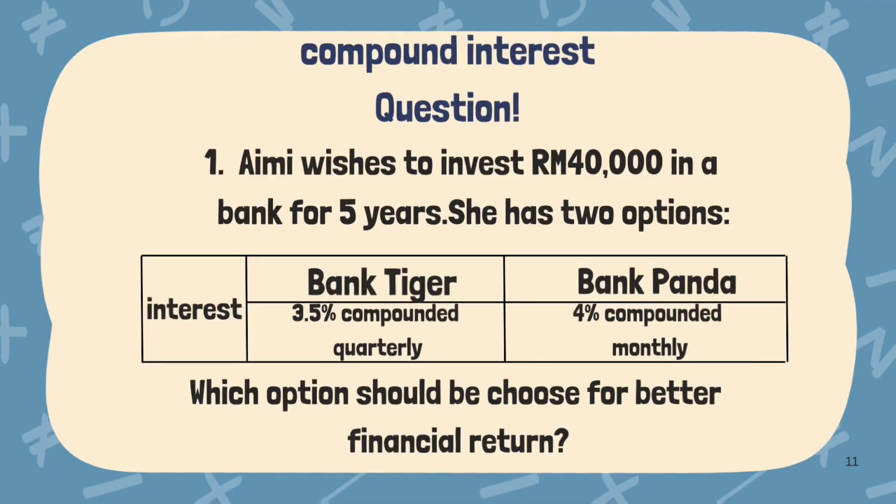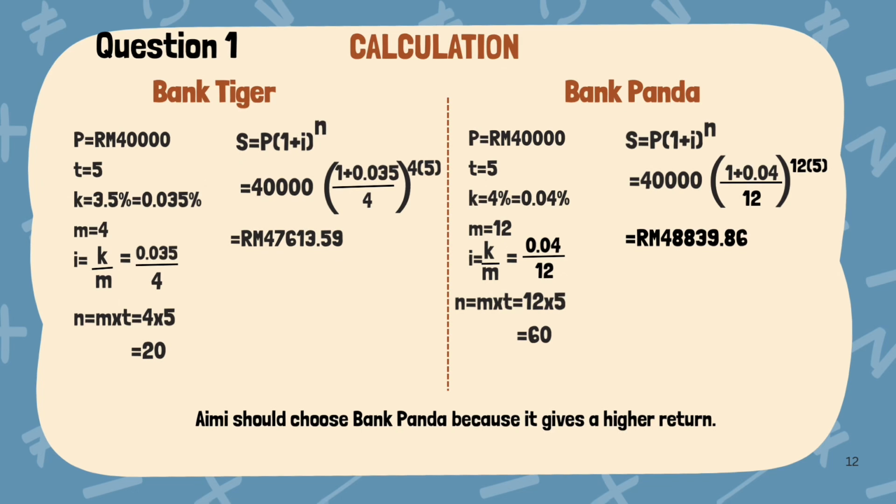I'm going to explain how I solved question number 1. This question is based on chapter 3, which is compound interest. First, I'm going to solve Bank Tiger. I will list the terms given in the question, and then substitute all the terms into the compound interest formula, S equals P(1 + i)^n. And the final answer will be 47,613.59 ringgit.